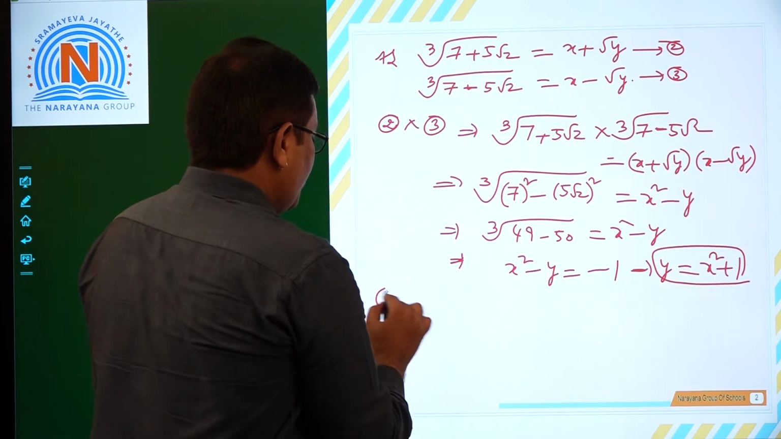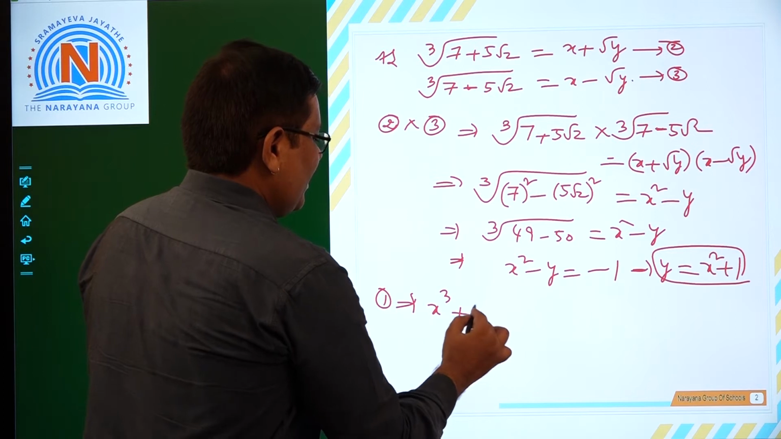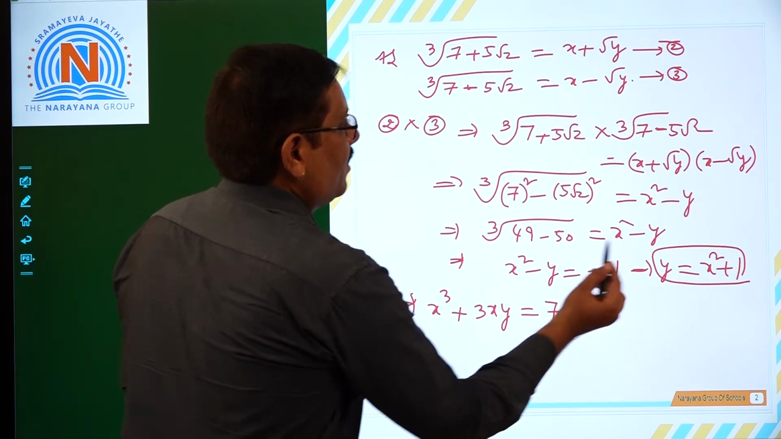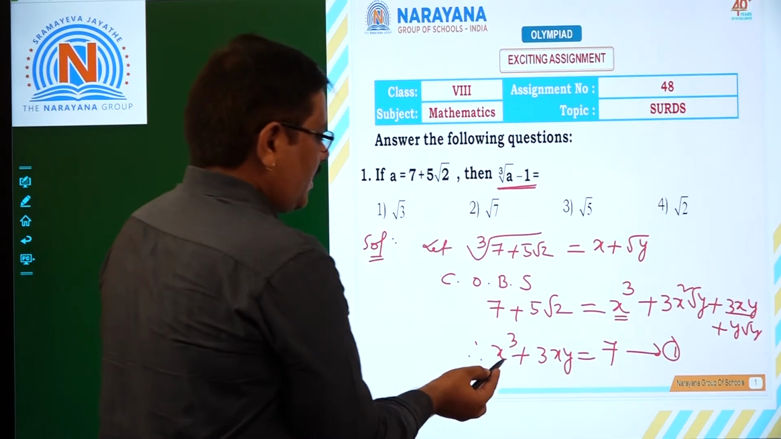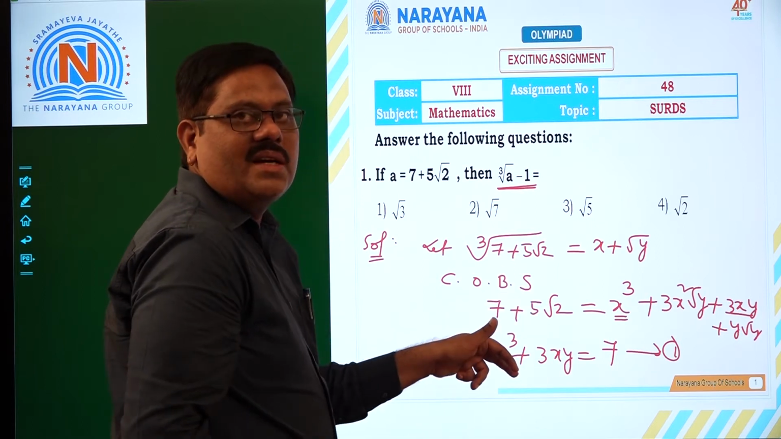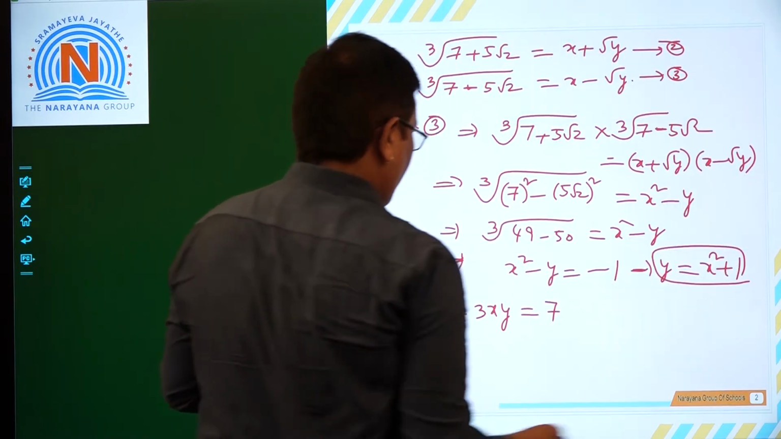Already we have the first equation, that is x cube plus 3xy is equal to 7. If you look at the first equation, x cube plus 3xy is 7. Wherever you have y, let us replace that with x square plus 1. So what do you get now?